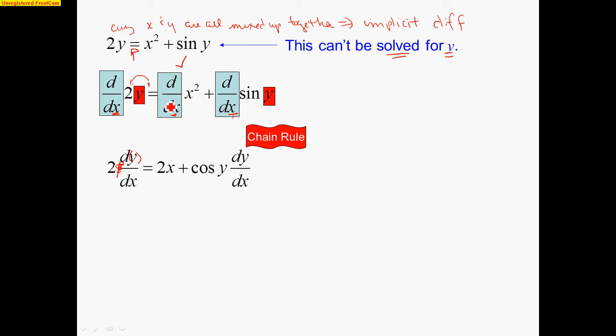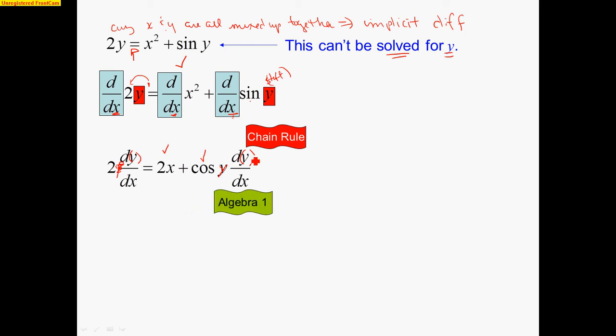The derivative with respect to x of x squared is just 2x. Check. The derivative of sine of stuff is differentiate sine, cosine. Copy over the stuff, spit out the derivative of the stuff.